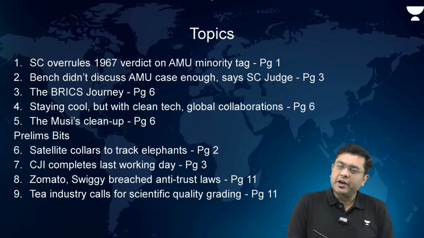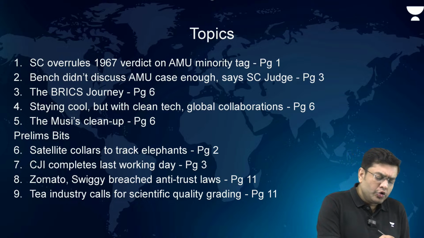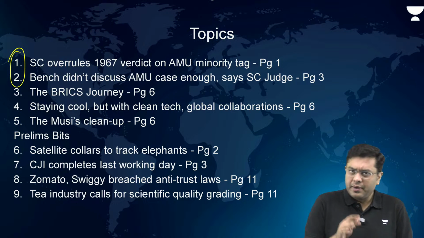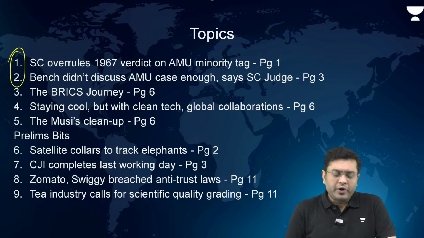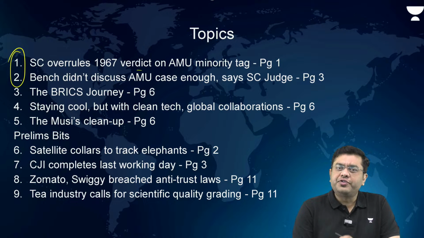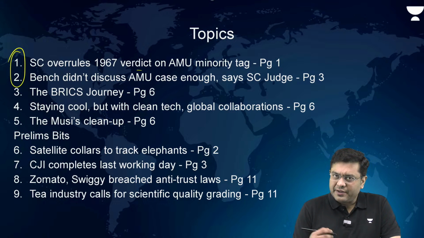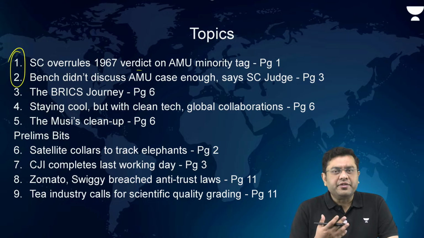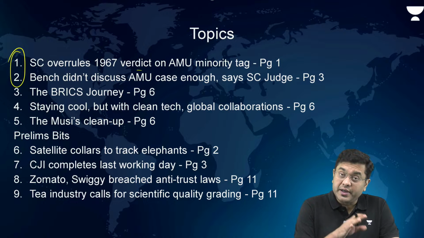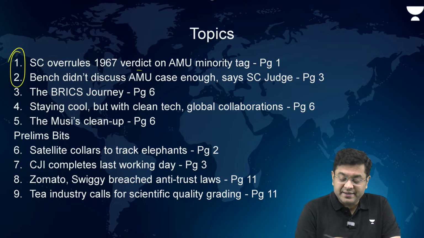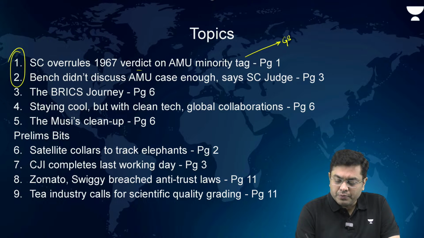So today in total we are going to have a discussion for 9 different topics. Out of that, 2 of them belong to the same particular context. So here, Supreme Court overrules the 1967 verdict on AMU Aligarh Muslim University minority tag. So that is where a 7-judge bench has issued a judgment overturning its previous judgment of 1967. So this is going to be relevant for your GS paper 2.